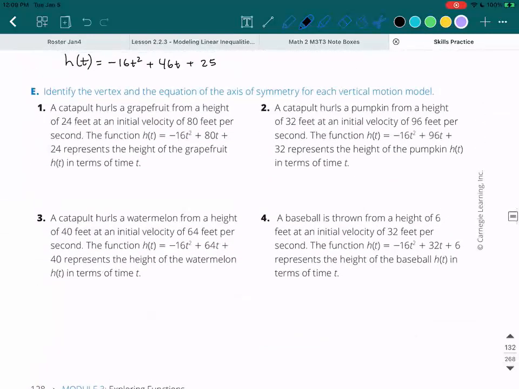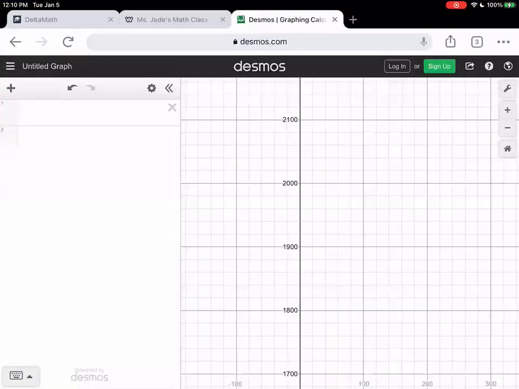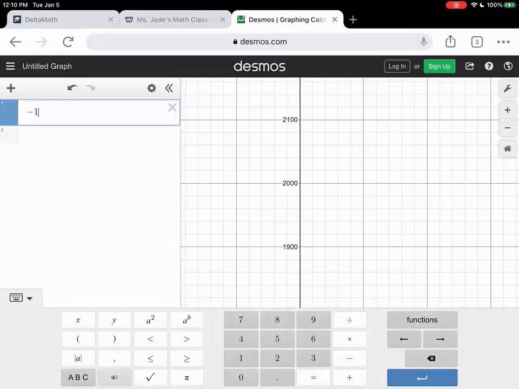So once again, we're going to go to desmos.com. We're going to type in this equation. It's kind of separated, but we'll type that in. So we have negative 16. Instead of the t, I'm going to use an x. Okay, negative 16x squared plus 64x plus 40.